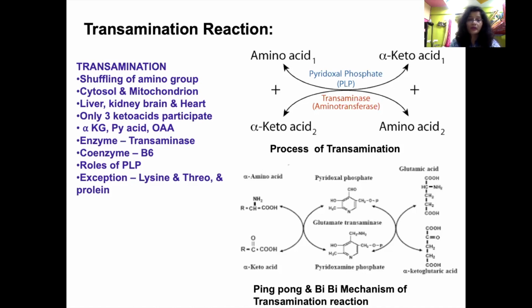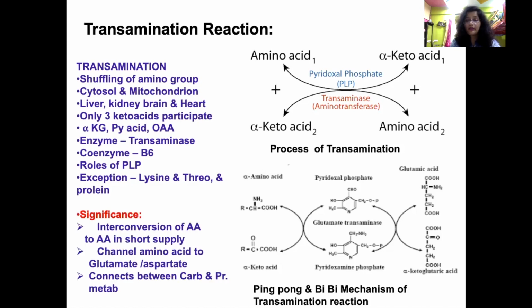So what is the importance of the transamination reaction? A few points we have already noted down in the last slide. So let's revise it. The significance is that it helps in the interconversion of amino acids which are in short supply. Every non-essential amino acid can be synthesized from another amino acid. The second significance is very important: it channels all amino acids to glutamate and, to some extent, aspartate. And we know that glutamate is the only amino acid which undergoes deamination.